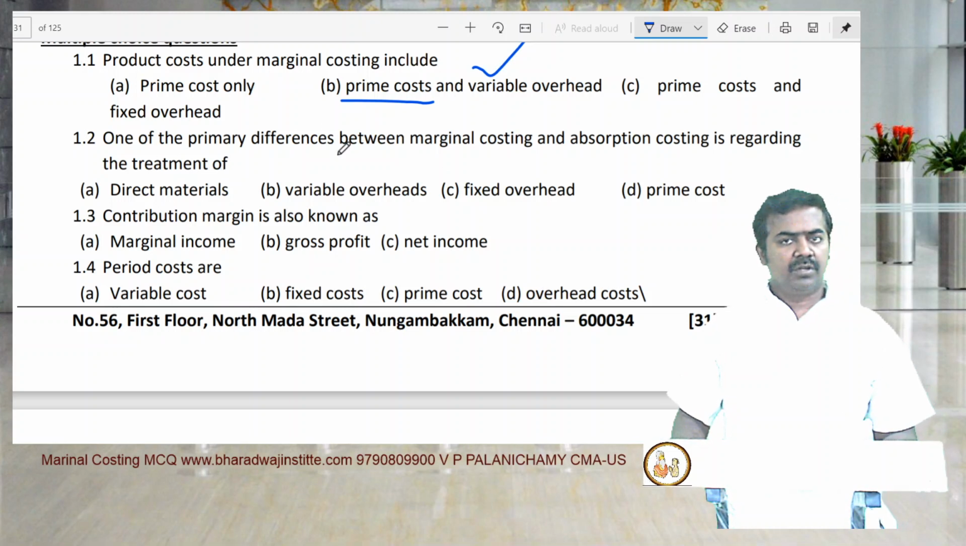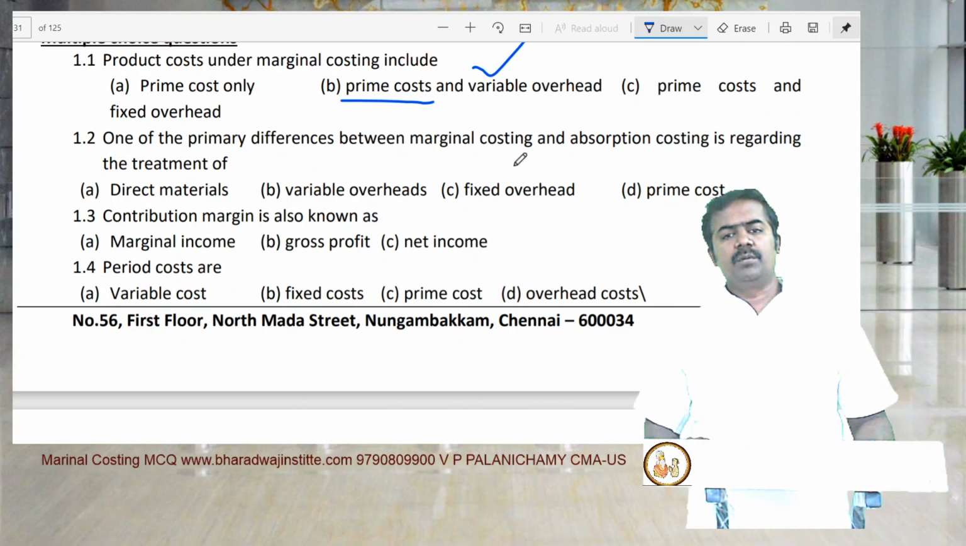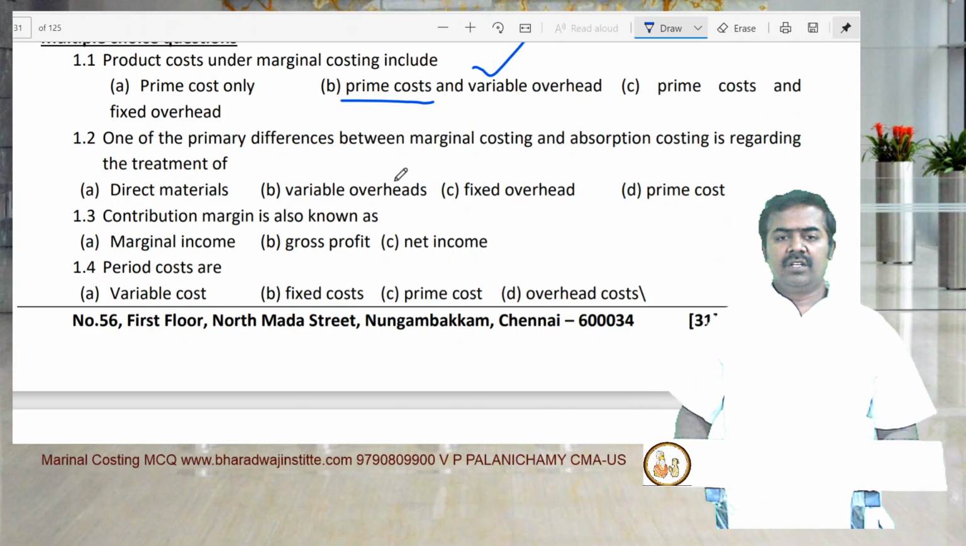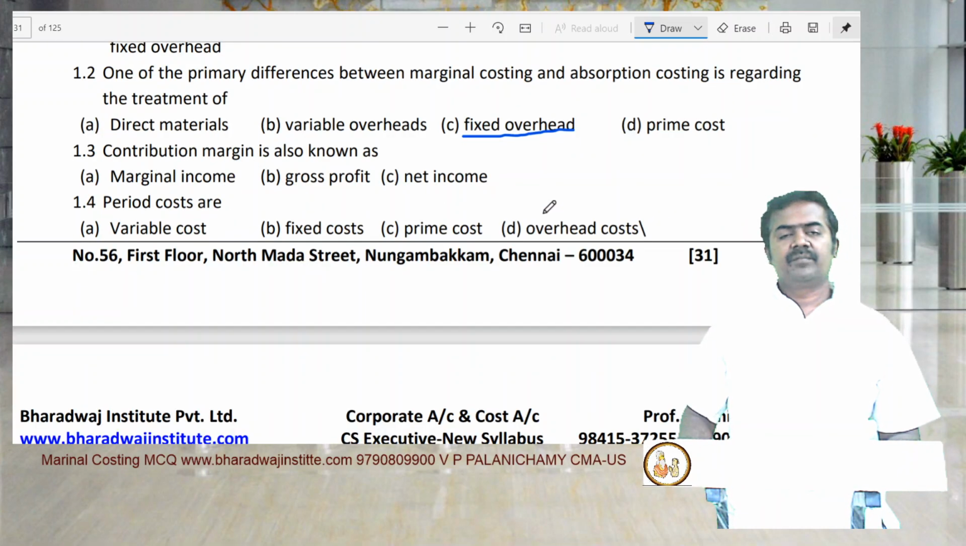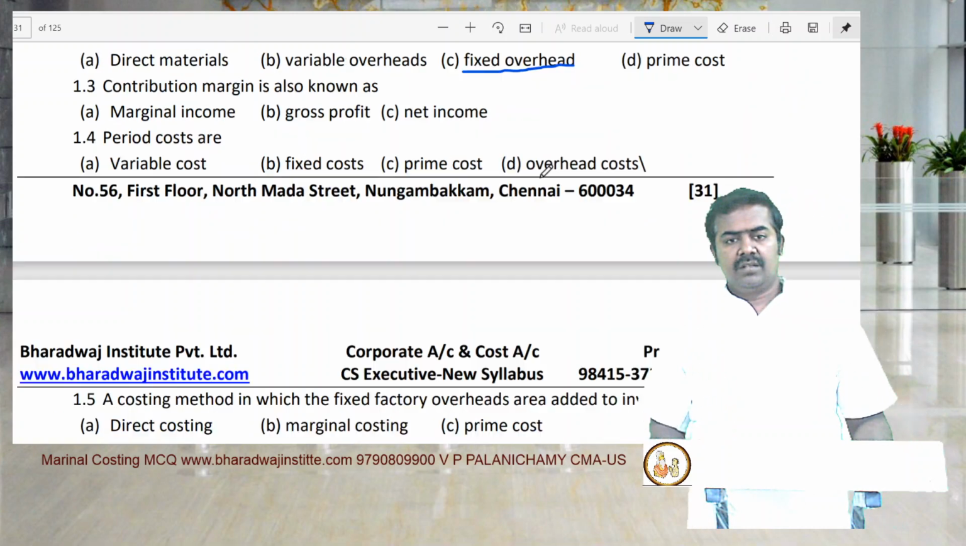Direct material we include in both. Variable overheads we include in both. Prime cost we include in both. Fixed overheads. Because fixed overheads are not considered in marginal costing, it is considered in absorption costing.